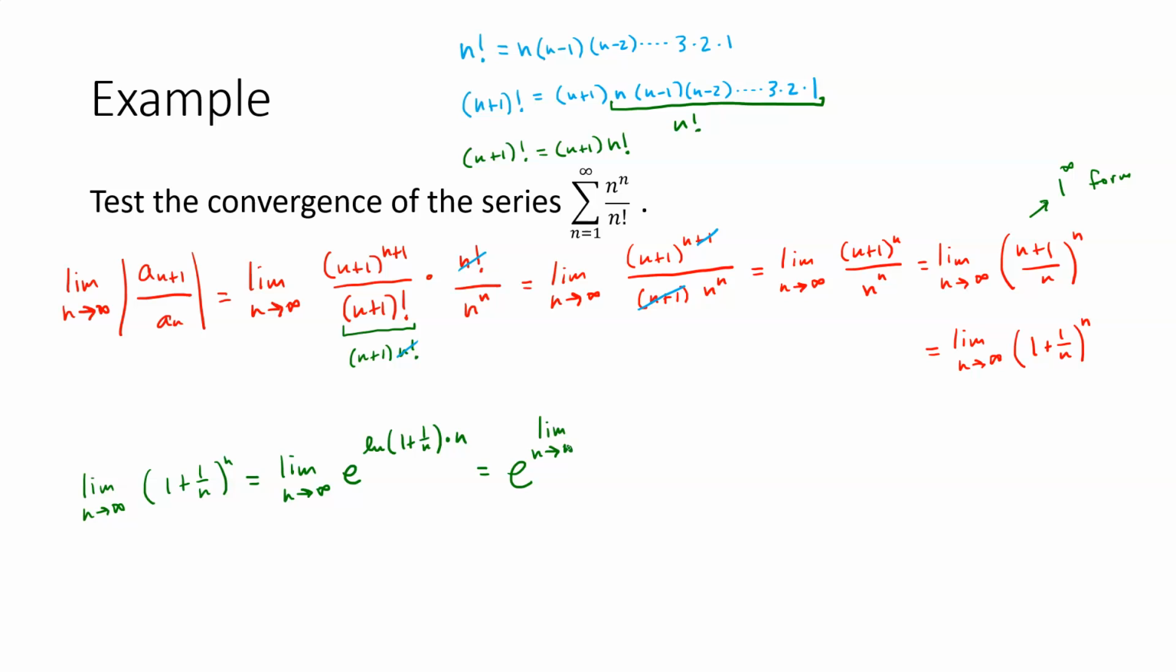Bring the limit in the power as well. So I've got ln of 1 plus 1 over n divided by 1 over n. So I flipped over the n here to bring it to the denominator. Now it's in the form 0 over 0. As n goes to infinity, ln of 1 plus 1 over n goes to ln of 1, which is 0, and 1 over n goes to 0. So now it's in a form where we can use L'Hopital's rule.